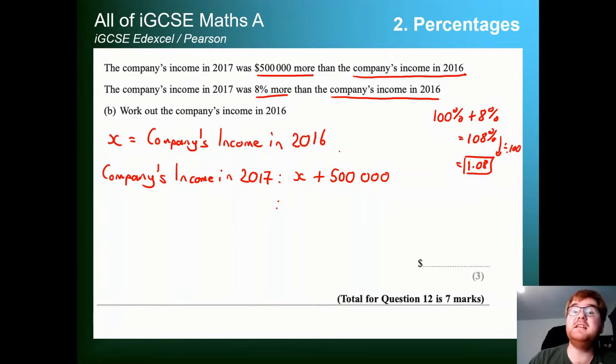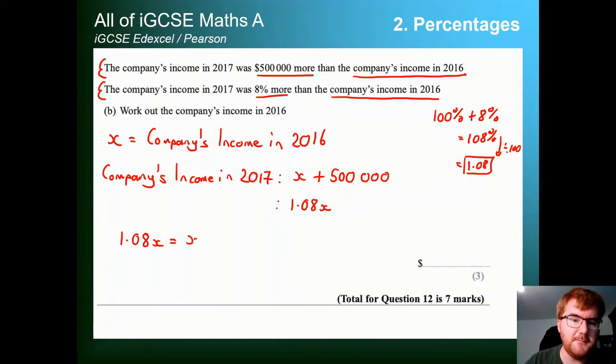So the company's income in 2017 can be X plus $500,000 or 1.08 multiplied by X. So that's 2 different ways of representing the same things using this sentence and this sentence here. And if they both represent the same thing, then they must be equal to each other. So 1.08x must be equal to X plus $500,000.